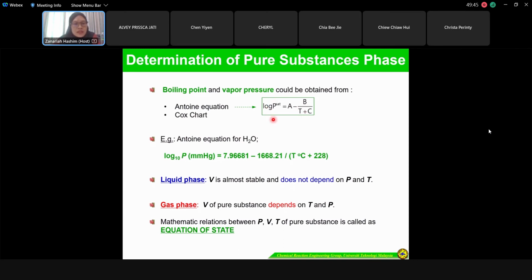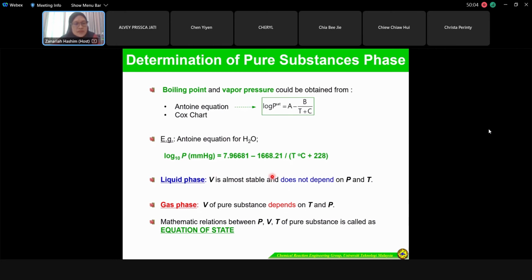For example, this is the Antoine equation for H2O. This is the value of A, this is the value of B, and this is the value of C. You just insert the given temperature and you can get P.